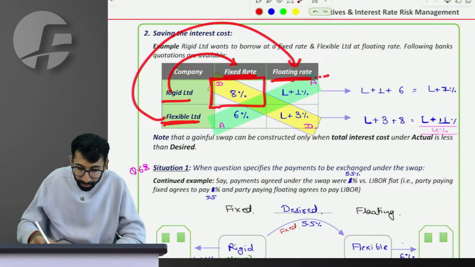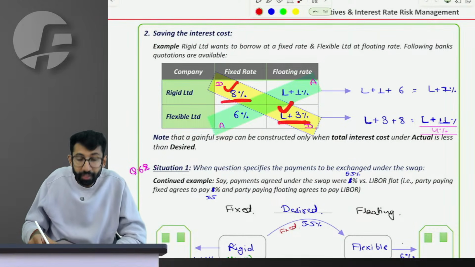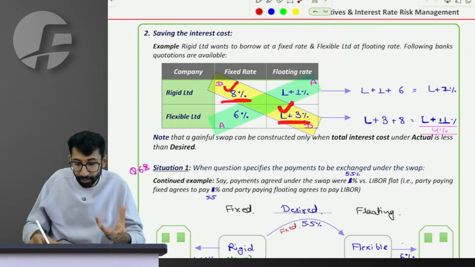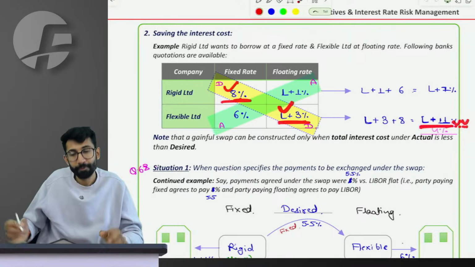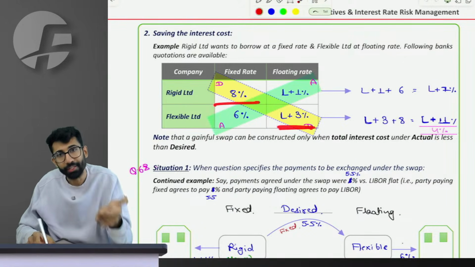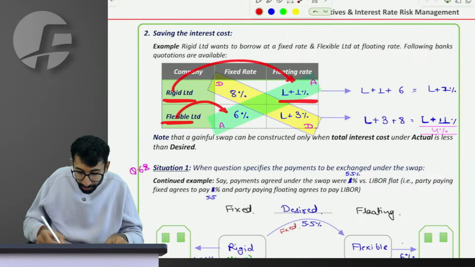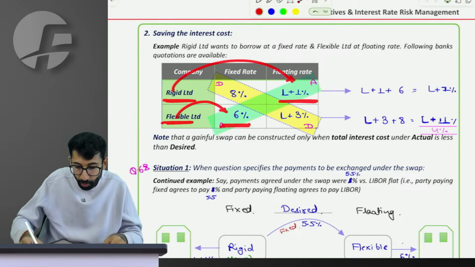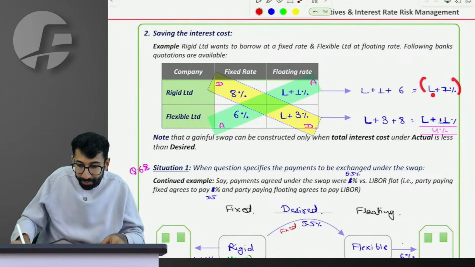Flexible Limited, when it takes a floating loan, the desired is L+3%. The total cost which they incur to fulfill their desired loan is 8 plus L+3, which is L+11%. Fine. Then if I make them borrow otherwise, the Rigid Limited at a floating rate, and the Flexible Limited at 6%, the total cost they will end up incurring is only L+7. So my plan is cheaper.